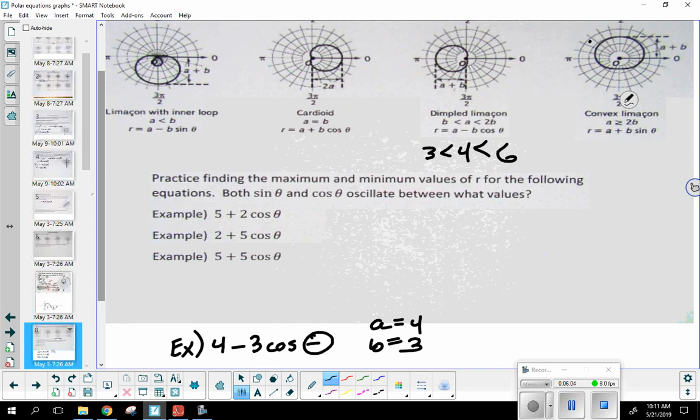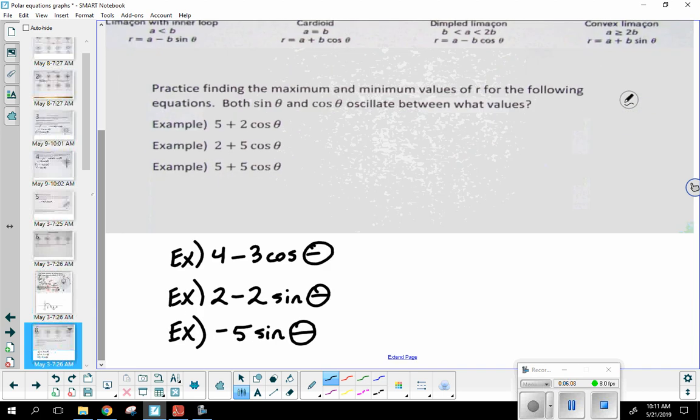Okay, perfect. What if I were to give you that next one? 2 minus 2 sine of theta. That's a cardioid. This is the case where A equals B. Okay, and what about this last one right here? Negative 5 sine of theta. Is that a limacon? Why not?